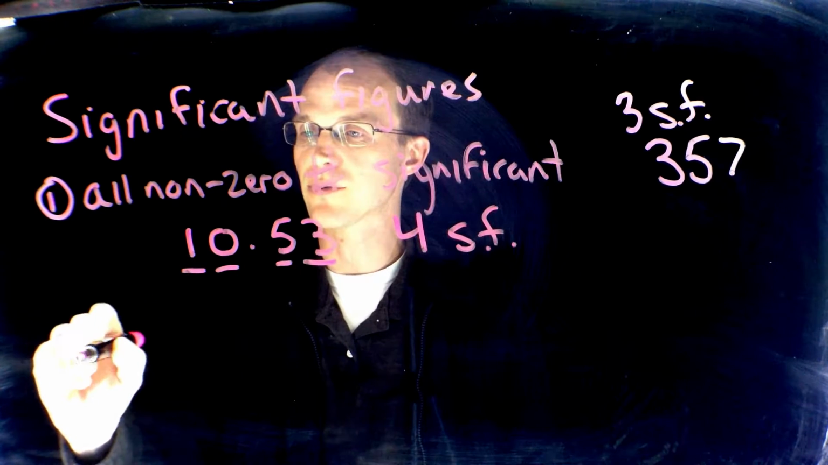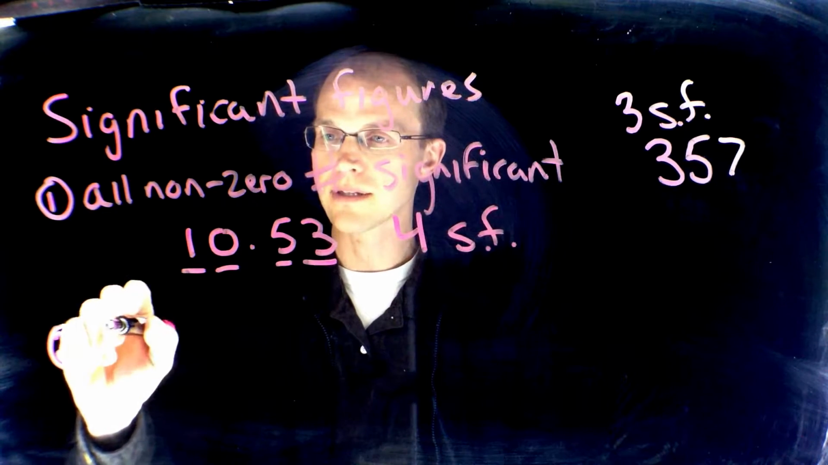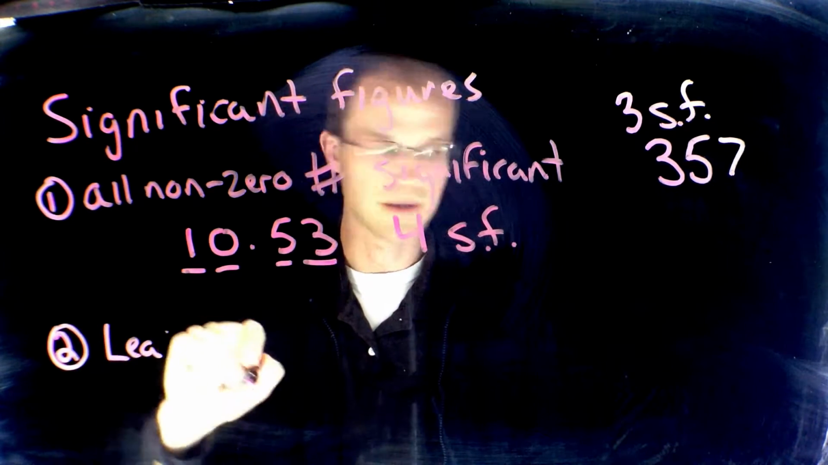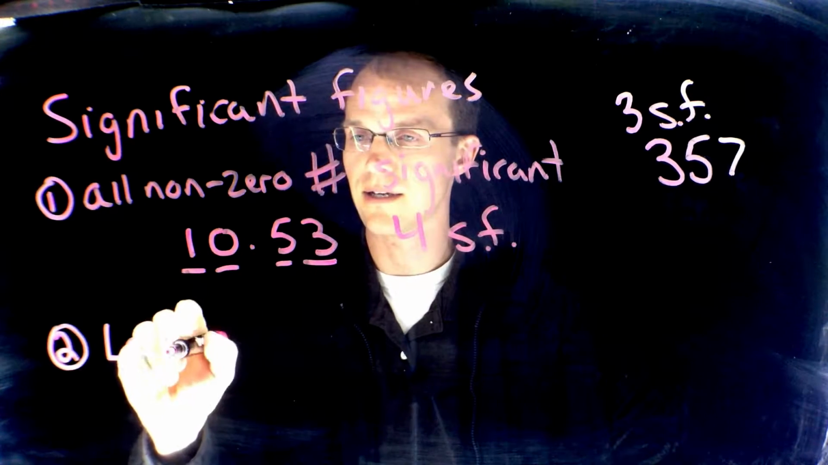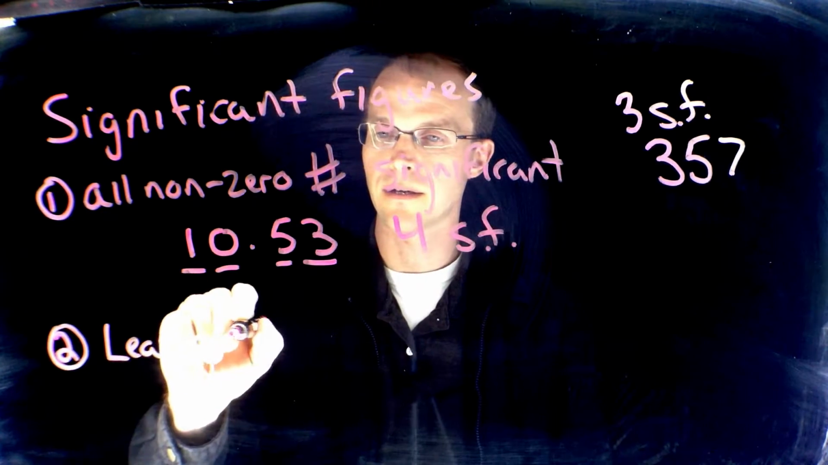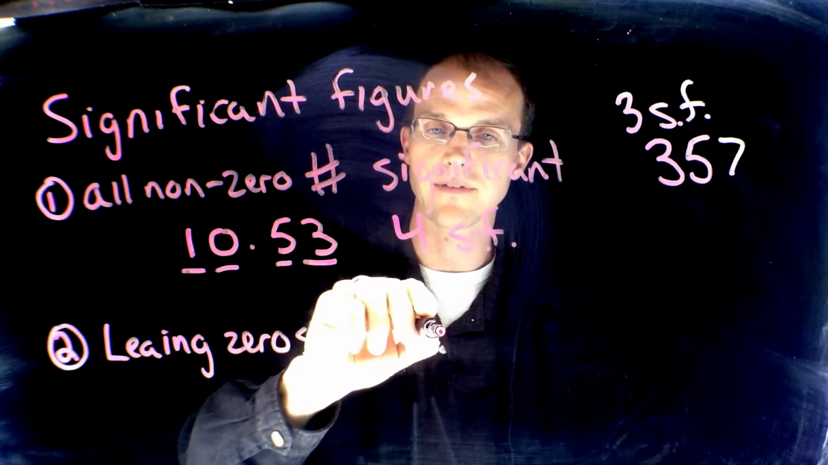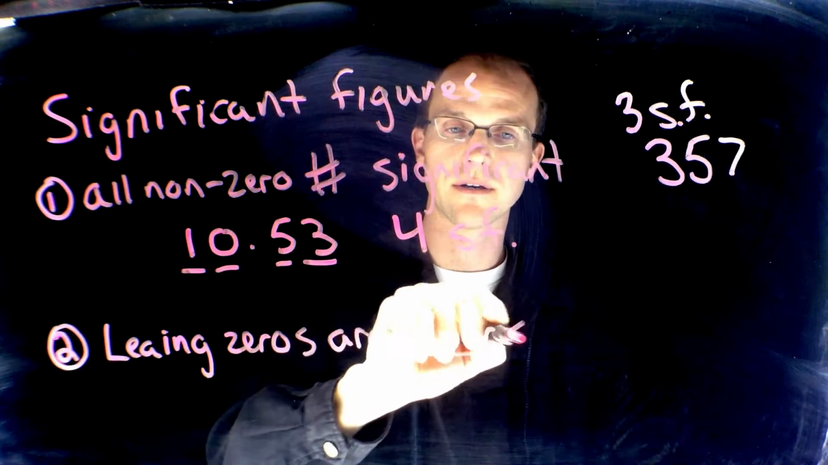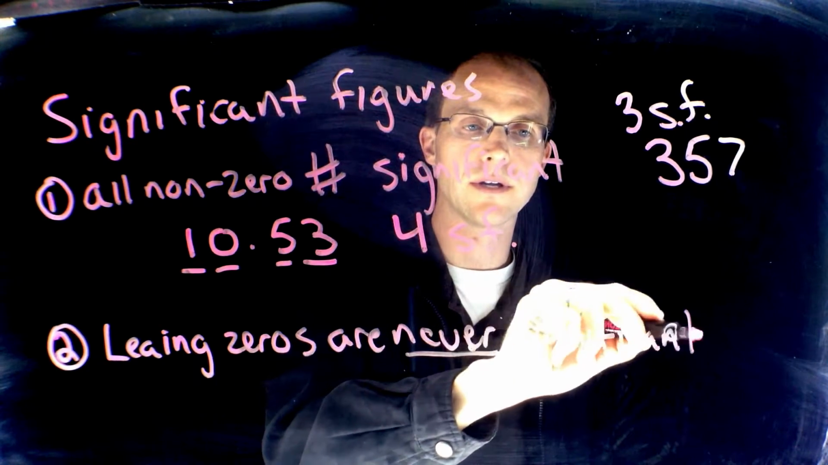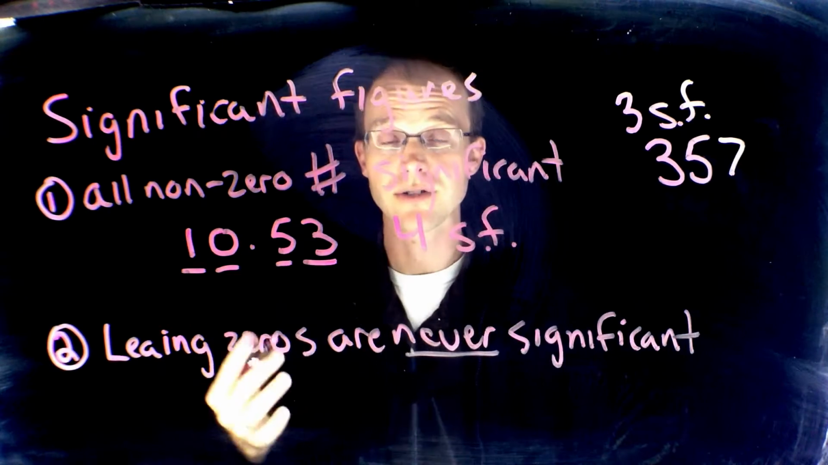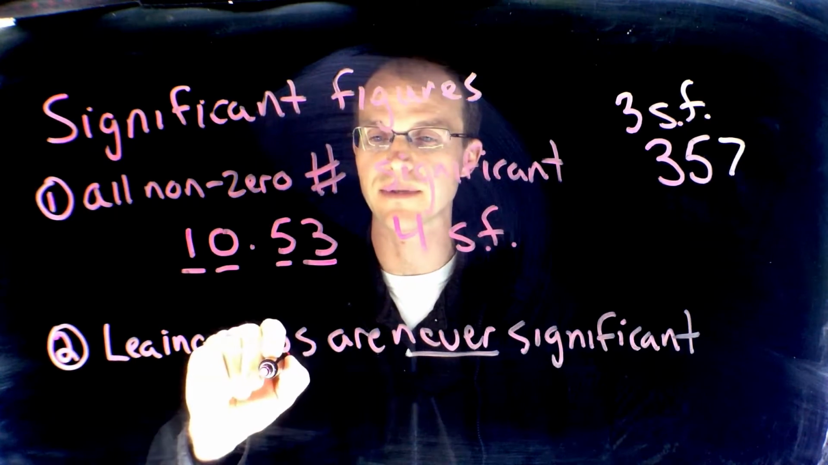The second rule is that leading zeros are never significant. So if we have a number that starts with a bunch of zeros, none of those zeros mean that we actually measured them as 0.